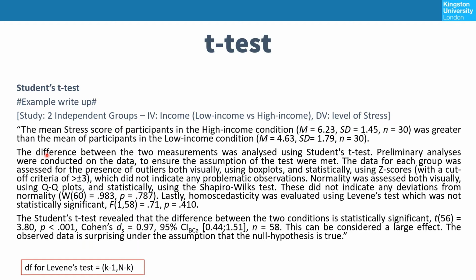So then I would report that before running a student's t-test, I conducted preliminary analyses to check for all of the assumptions that I mentioned in the previous video. So first I would look at the presence of outliers. I would mention that I did this both visually using box plots and statistically using z-scores, mentioning again my cutoff criteria. And I would mention if this report found anything that warranted attention or not.